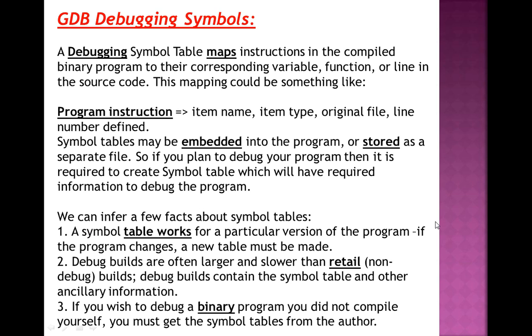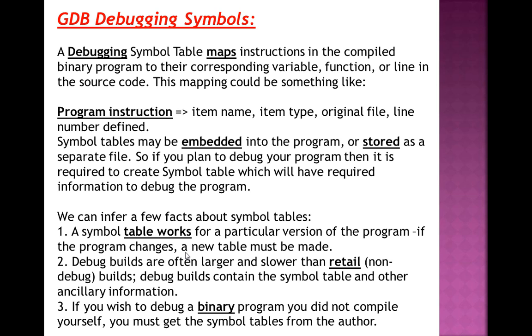We can infer a few facts about the symbol table, that is, the requirements we have while using it. First, a symbol table works for a particular version. The table used for comparison works for only a particular version of the program. If the program changes, a new table must be made. It will not update automatically; whenever the program changes, a new table must be created to map the instructions.